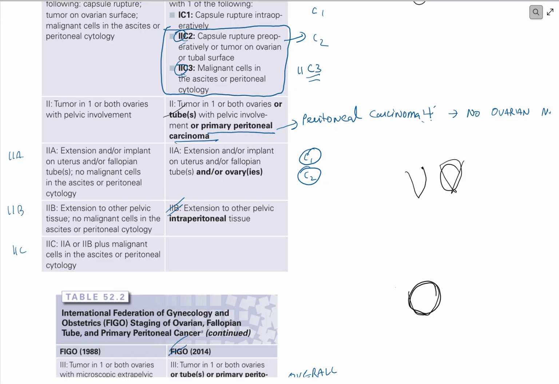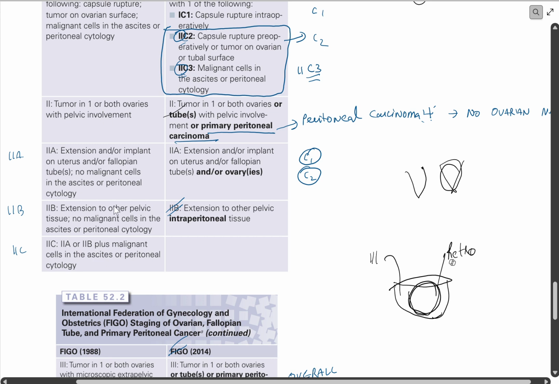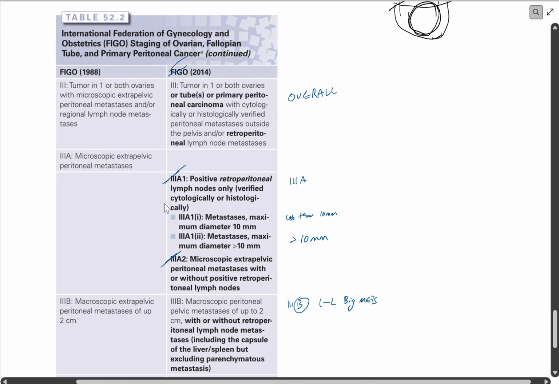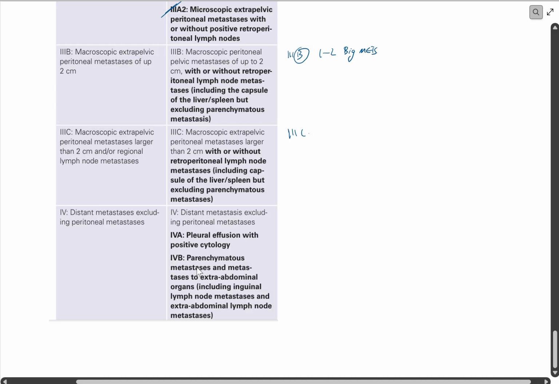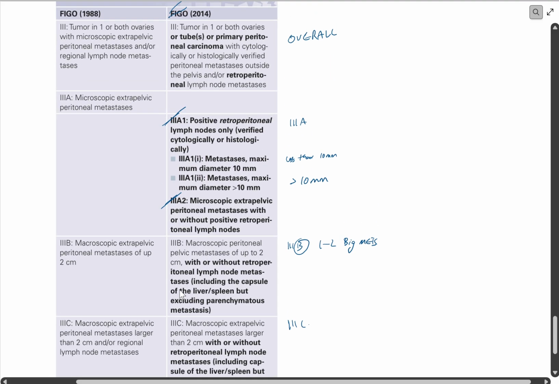So what would be outside the pelvis? Outside the pelvis could be the pelvic rim, it could be extrapelvic, stage three, or retroperitoneum. Okay. So now if you want to see the staging of 3A, 3A2, 3B, and 3C. And then 4 is an advanced stage.